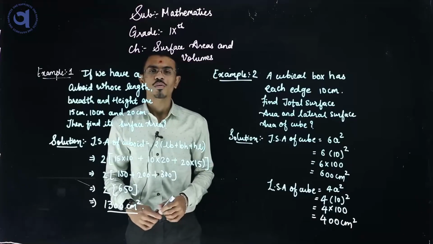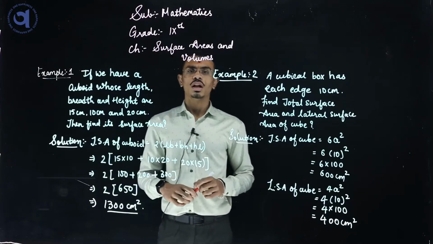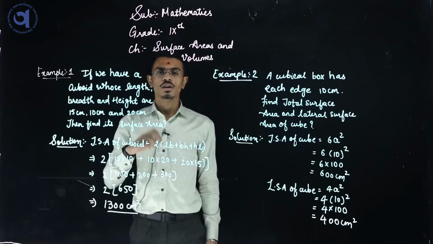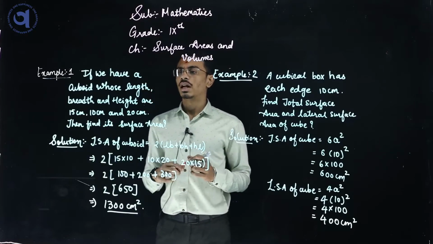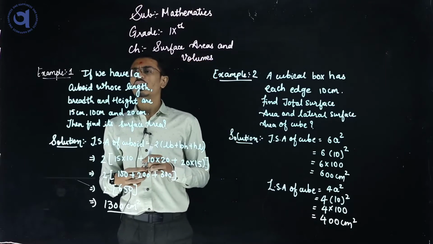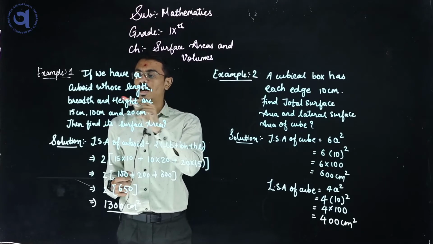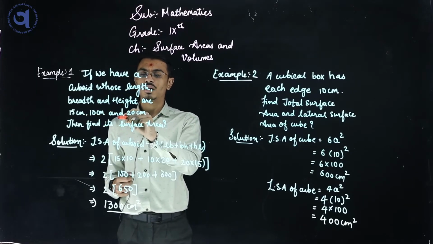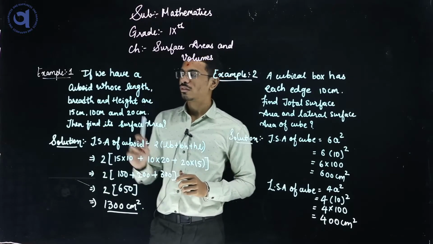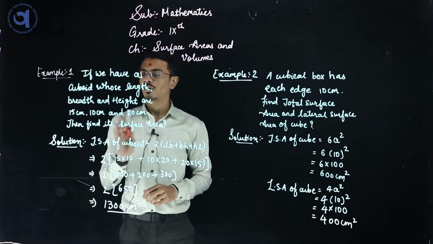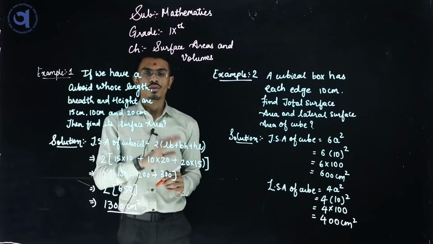Okay students, now we will be moving further to some sums related to the formulas which we have seen just now. That is example number 1. So let us see what is given here. If we have a cuboid whose length, breadth and height are 15 centimeter, 10 centimeter and 20 centimeter, then find its surface area. Here length, breadth and height are 15, 10 and 20 respectively. What we have to do is find its surface area.